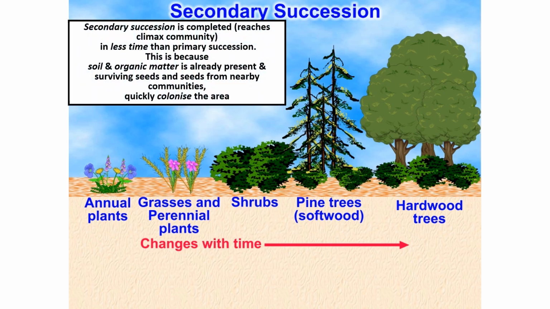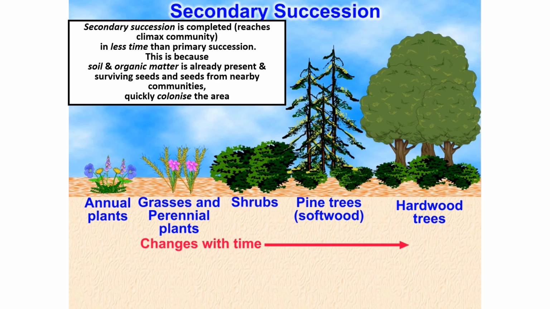Okay. On this slide, we can see a diagram showing secondary succession. Don't forget that secondary succession occurs in areas where there has previously been a community of living things, but it's been disturbed. So it could have been by a forest fire or by floods. And notice that it says here secondary succession is completed. In other words, it reaches climax community in less time, so more quickly than primary succession.